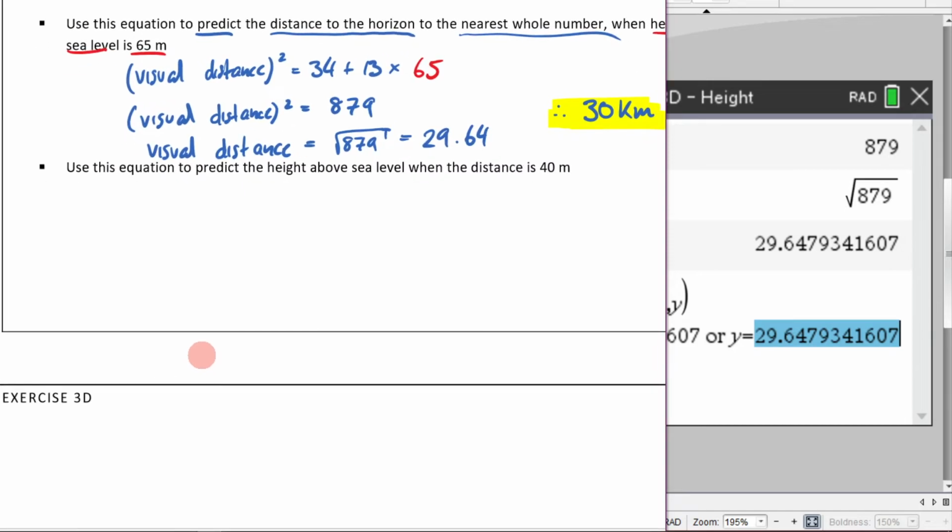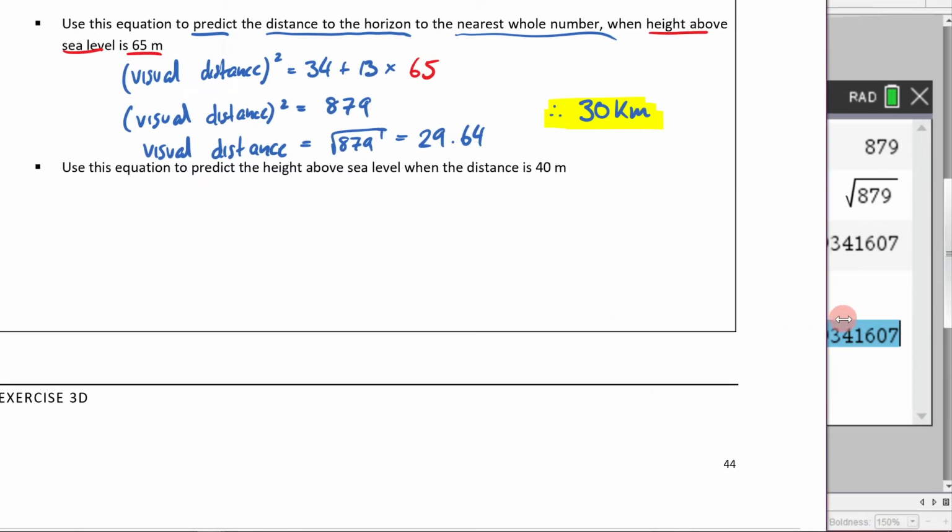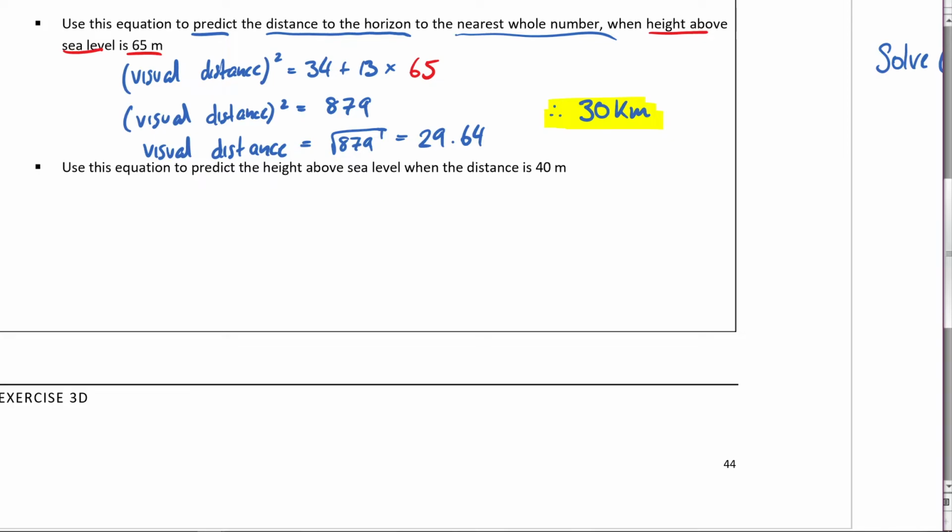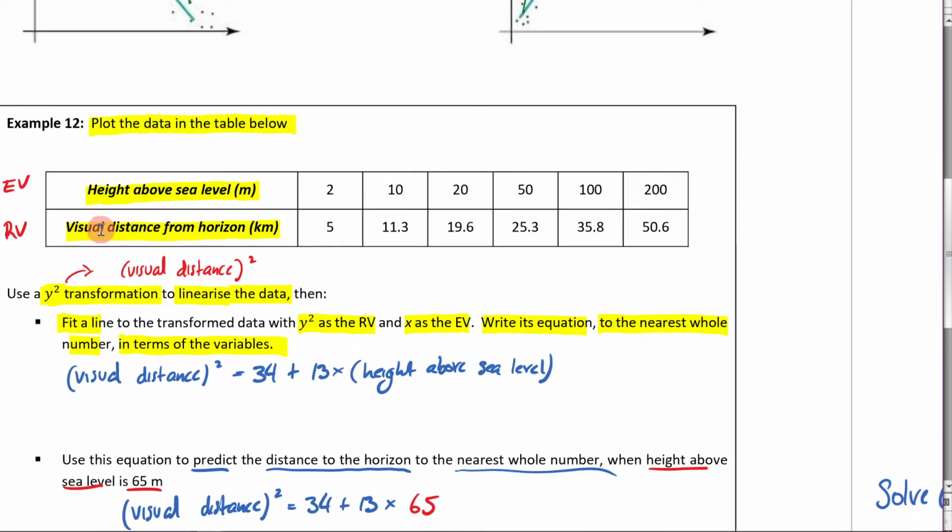Okay, and now we come to this last question here. There's just a slight little thing I want to change. Instead of 40 meters, write 40 kilometers. Use this equation to predict the height above the sea level when the distance is 40 kilometers. If we scroll up for a second, the visual distance from the horizon is 40 kilometers, so it's somewhere between 34 and 50. You can also see why I changed it to kilometers. I think that just might be a little error in the notes. It should be 40 kilometers.